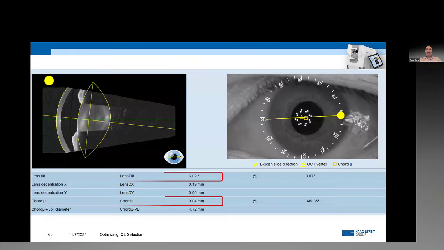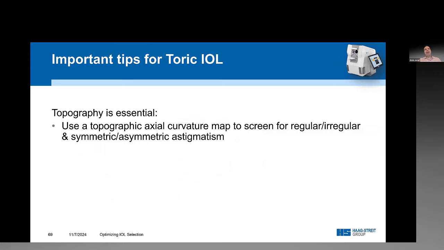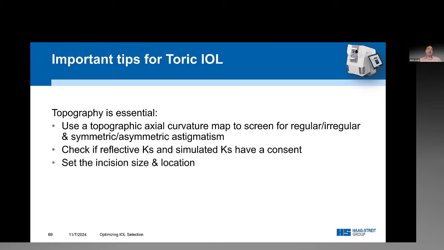Moving to the toric IOLs, here we need more data about the cornea and the surgical plan. So topography is essential. We use the topography to evaluate if the astigmatism is regular or irregular, symmetric or asymmetric. We also have to check if the refractive case and the simulated case have a consensus. Then we set our incision size and location. And finally, we have to consider our surgically induced astigmatism.